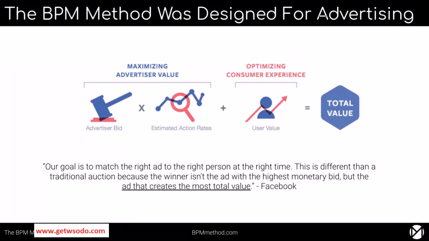That's a big part of how we build funnels and creatives and targeting in the BPM method that you're going to see. And we try and build aligned to what Facebook want. Then the second part of this, which is really quite interesting, is Facebook say this is different than a traditional auction because the winner isn't the ad with the highest monetary bid, i.e. eBay, but the ad that creates the most total value. That's a big reason why the BPM method allows me to run my ads with consistency, with predictability, but also allows me to not worry about things like manual bidding.